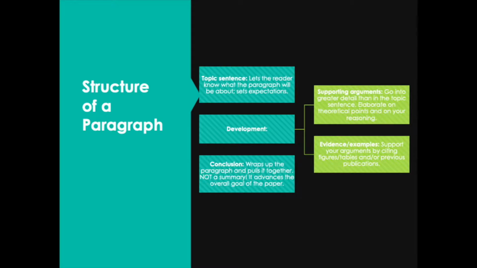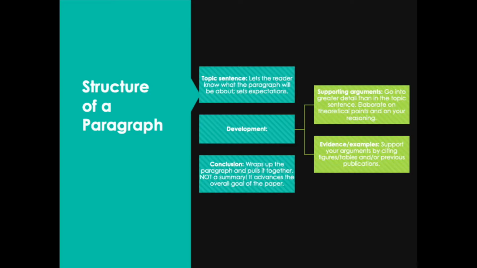When you get into the development sentences, you'll have supporting arguments, and these will go into greater detail than the topic sentence. They allow you to elaborate on theoretical points and on your reasoning for making the assertions that you're making. Then you should have some sentences that give evidence or examples. So support your arguments by citing figures or tables if you're in the results section, or cite previous publications as support or examples. The last sentence should be a conclusion that wraps the paragraph up and pulls it together.